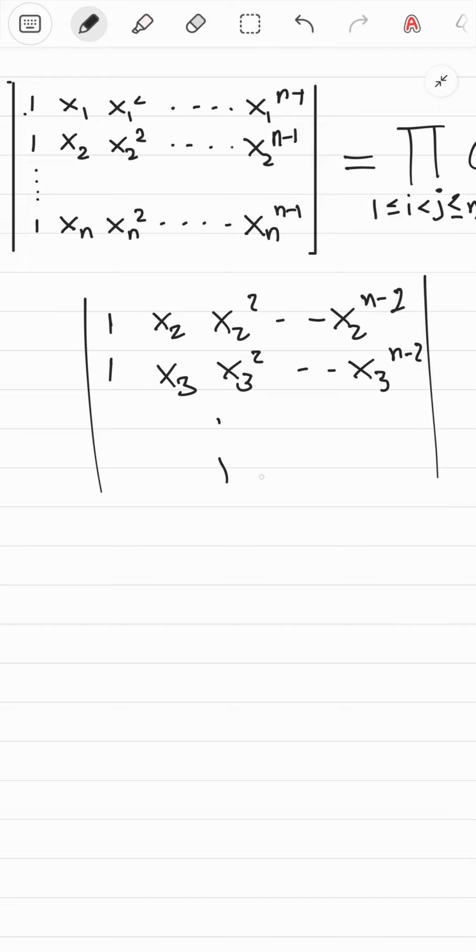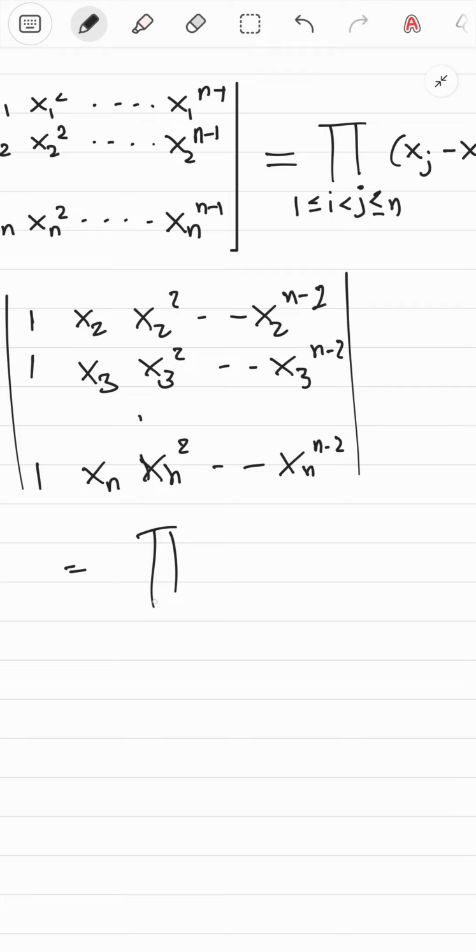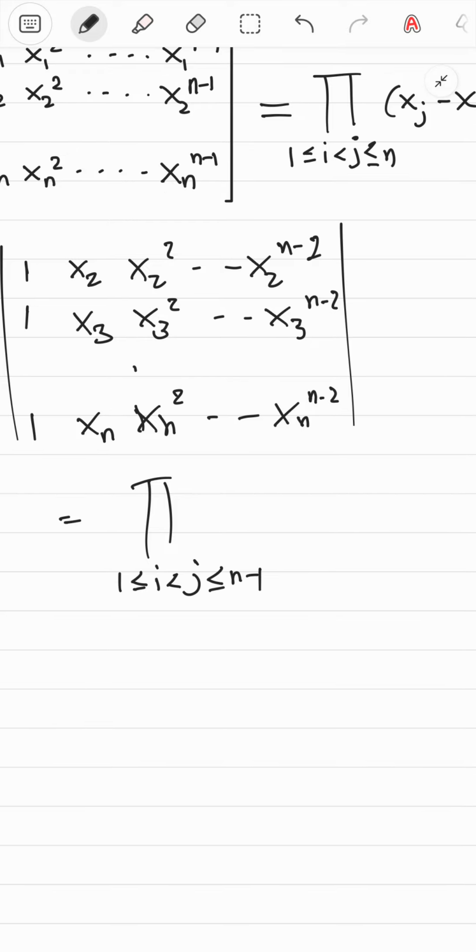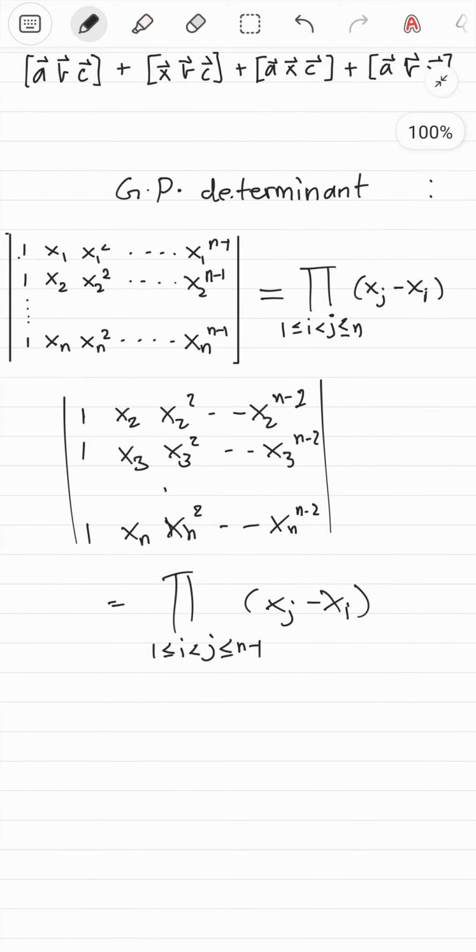This is just the product, where 1 less than or equal to i less than j less than or equal to n minus 1, of xj minus xi. So that's what we'll assume. So now what we want to do is go from this determinant to that determinant, basically figure out what this determinant is given this equation.